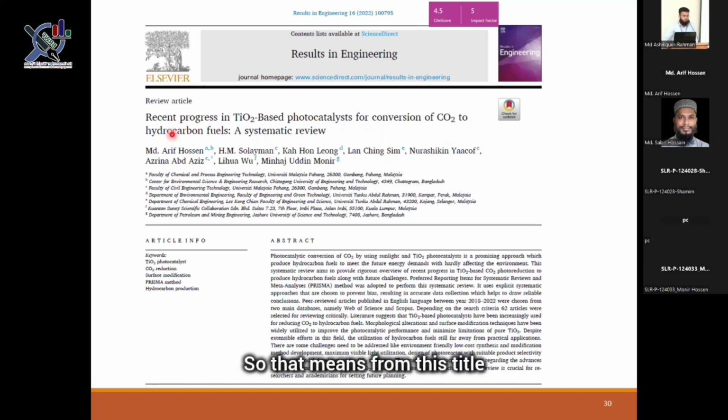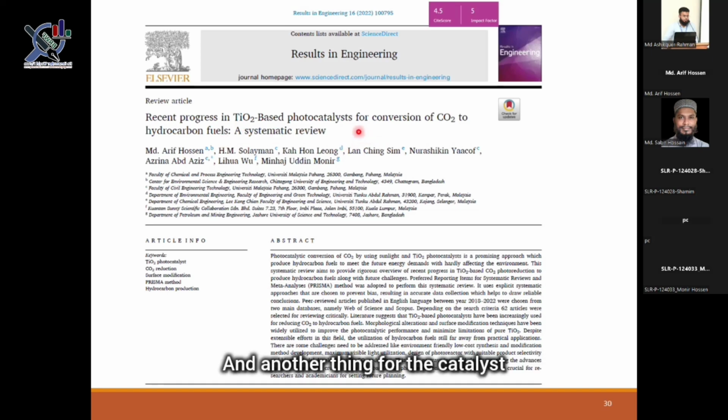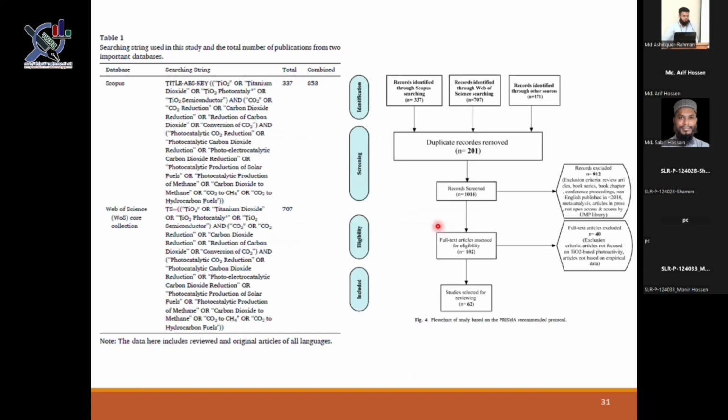So this title comes from our objective, and from the title we get the relevant keywords. For this article, the important keywords are titanium dioxide, photocatalyst, the conversion of CO2, and the application, hydrocarbon fuel. You will see that whenever I search, I use these keywords to search my articles. Okay, I'm going to the next slide.